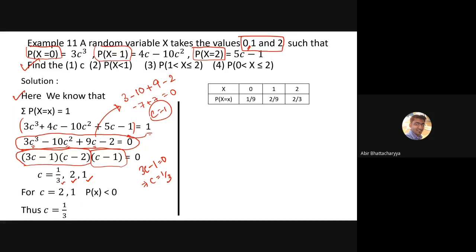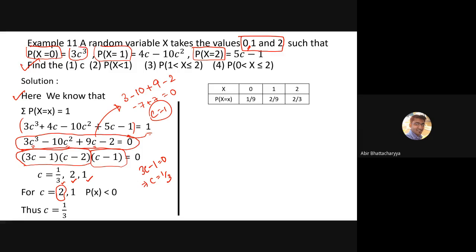Now the value of c equals 2. Which one is the correct value? The three possible values are 1 by 3, 2, and 1. If I put the value of c equals 2, what will be the first probability?